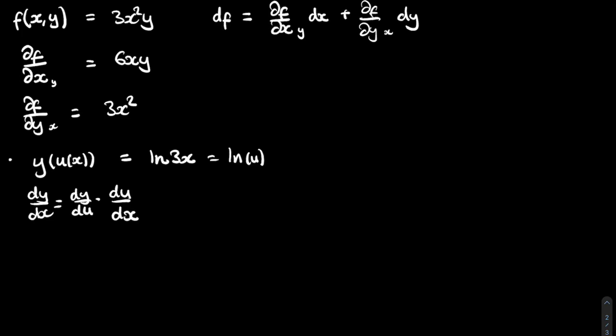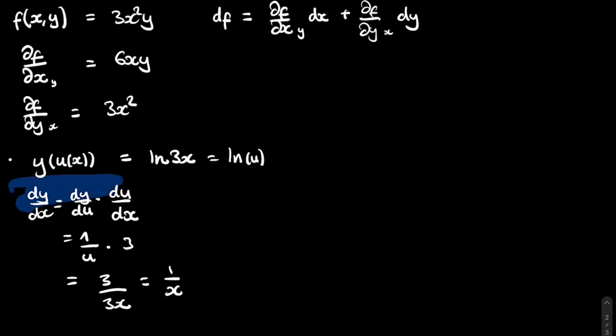So dy by dx equals dy by du times du by dx. So in this case, dy by du, well, we've got ln of u. The derivative of ln is just 1 over u times du by dx, which is, well, u is just 3x, so therefore du by dx is just simply 3. We can substitute back in what u is, which is 3x, and so we just get 1 over x again. So that's actually quite a neat property of log functions. It doesn't really matter what the argument is, you will always get a derivative of 1 over x if you differentiate a log function. So that's the chain rule. I'll highlight that. It's quite important.